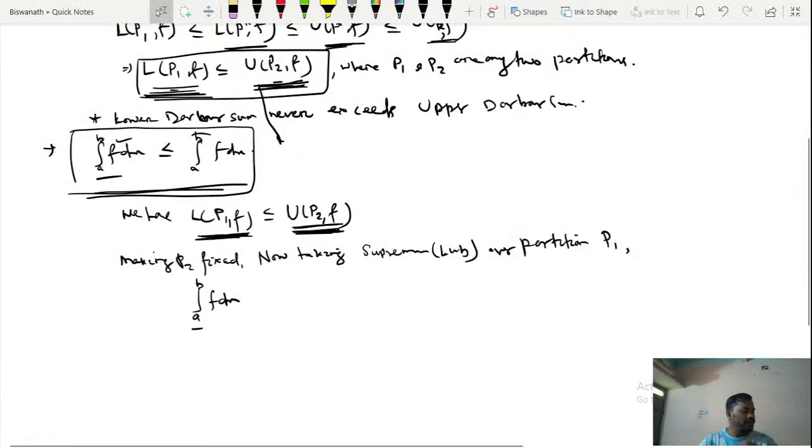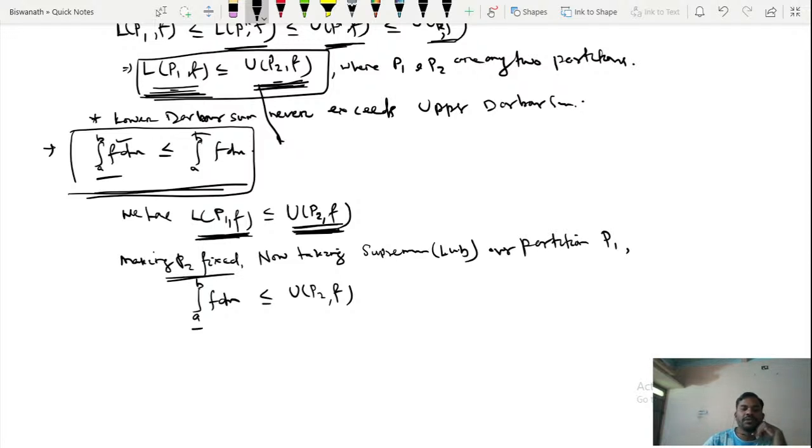So this is the lower Darboux integral of f dx. So this thing will be less than or equal to U(P2, f), since I kept my P2 fixed, so this is just a constant. So if you take the supremum of the left-hand side over the partition P1, then this is your lower Darboux integral. Similarly, now we can say our U(P2, f) is bounded below by this quantity, the lower Darboux integral of f dx. Similarly, since it is bounded below, we can take its infimum.